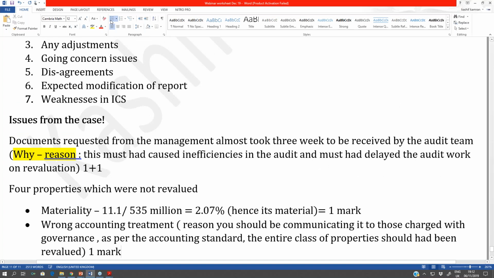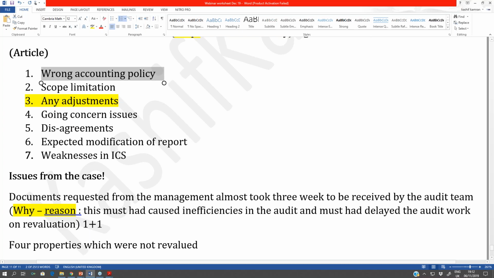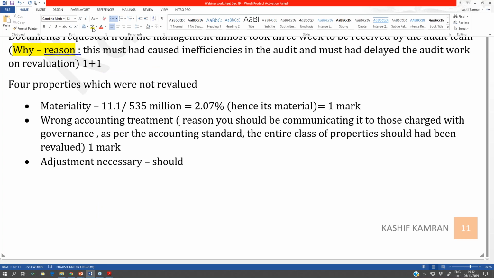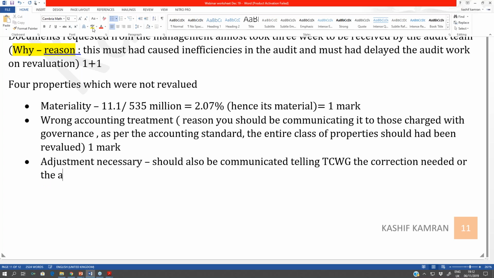See, this point you got from the article: any adjustments, wrong accounting treatments. So should I be telling management what should be the adjustment? Adjustment necessary should also be communicated. Telling TCWG the correction needed, or the adjustment needed.